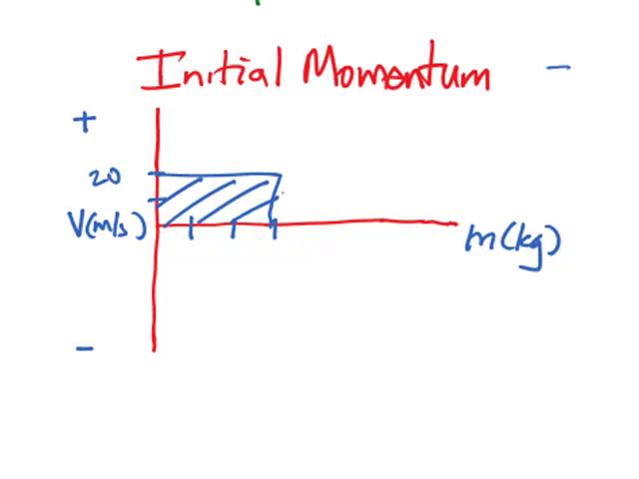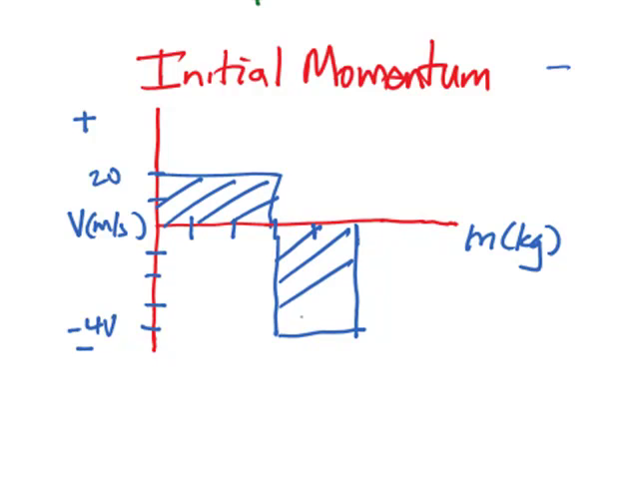As before, that rectangle represents the momentum of A. Let's take a look at B. It has a mass of 100, 200 kilograms, and we go 10, 20, 30, 40 meters per second. So that's at 40 meters per second. The area of this rectangle, and notice it's below the horizontal line, is going to be a negative momentum because momentum has direction.